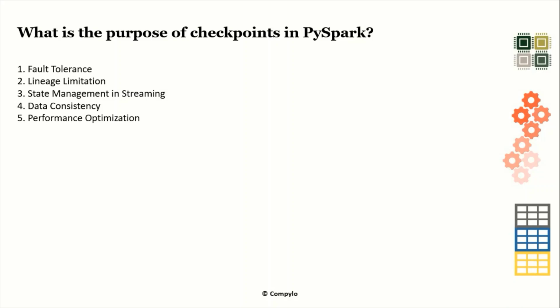Third point is state management in streaming. In streaming applications, checkpoints maintain the state of the streaming computation, allowing you to recover from failures without losing data. This is especially important for applications that process continuous data streams. Fourth point is data consistency. Checkpoints provide a way to ensure data consistency.